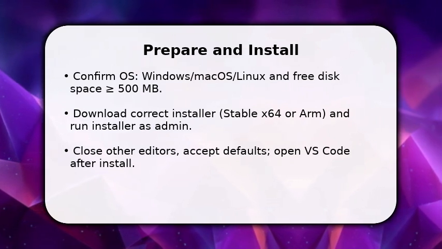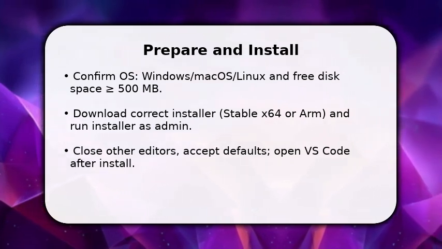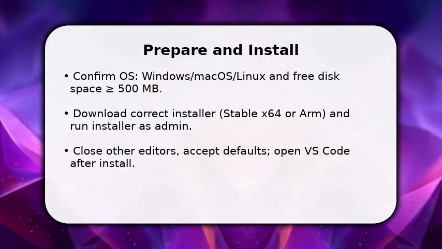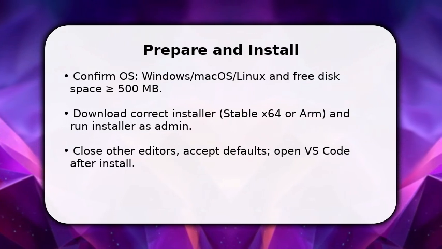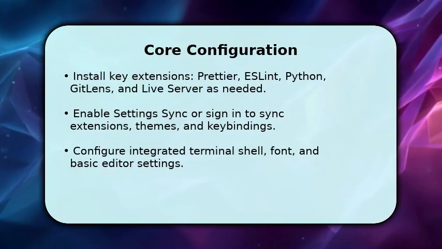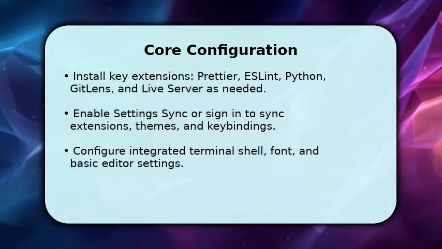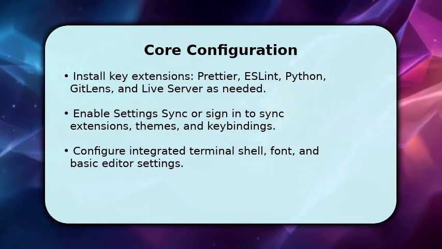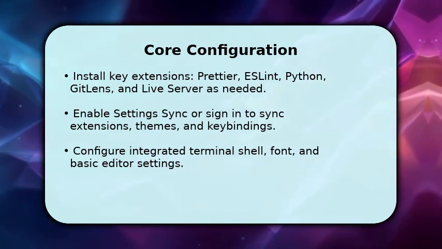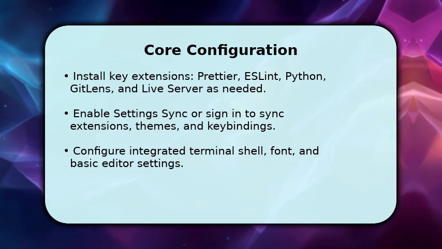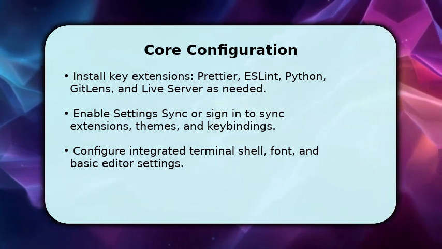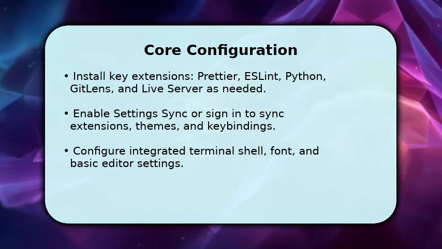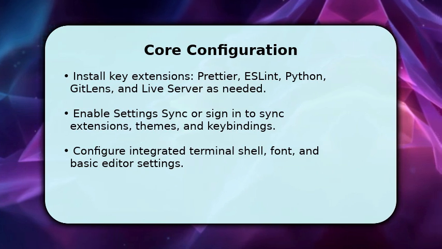After installation finishes, launch Visual Studio Code immediately to verify it opens and displays the welcome page before moving on to configuration. Next, install essential extensions that match your workflow. For example, install Prettier and ESLint for JavaScript, Python for Python developers, GitLens for repository context, and Live Server for quick previews. Once installed, sign in and enable settings sync so your extensions, theme, and key bindings follow you.